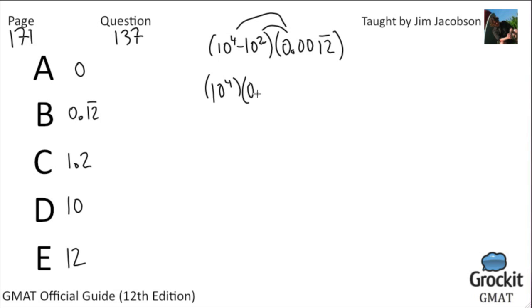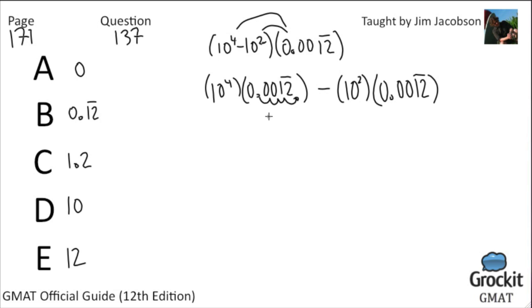times 0.0012 repeating, minus 10 squared times 0.0012 repeating. Okay, so 10 to the 4th times this means we move the decimal place 4 to the right. 1, 2, 3, 4. So that's going to be 12.12. Remember the 1, 2 repeats. So it's 12.12 repeating. Minus 10 squared means we move it 2 to the right. 1, 2. So this just equals 0.12 repeating.